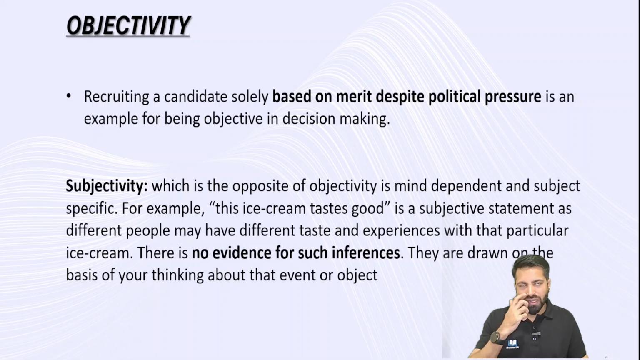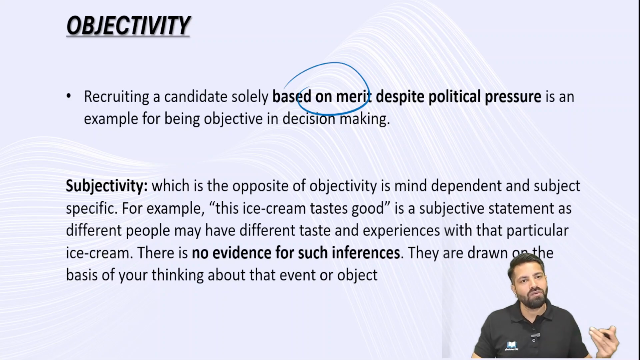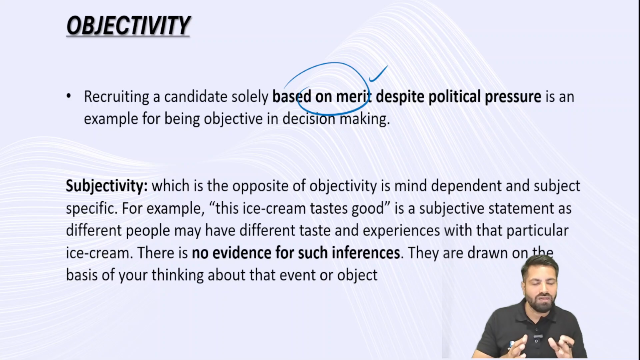Now, as an example, you can give this OBC certificate. Or another example is that you are recruiting a candidate, and here recruitment is based on merit. Even though there might be political pressure, there might be family pressure, whatever it is, ultimately the recruitment should be based on merit, because you are following the objective criteria. The objective criteria are that the person has to have this degree, the passing marks should be this much, the experience should be this much. These are the objective criteria.